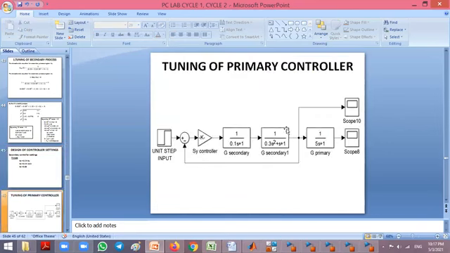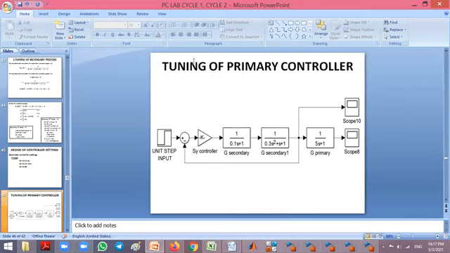Before going for the design of the primary controller, we are going to use the Cohen-Coon tuning method. But the secondary transfer function should be in closed loop. So how is the block diagram formed in MATLAB?